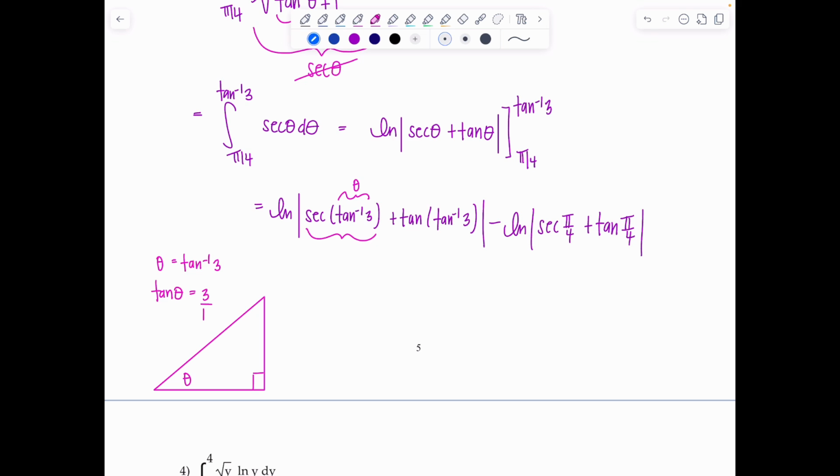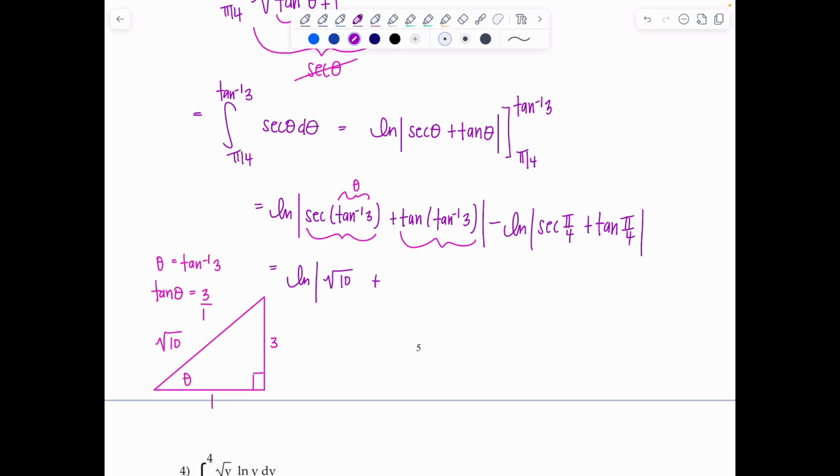Theta, opposite over adjacent, tangent of theta is 1, hypotenuse is rad 10. So now can you use this sweet little pink triangle and tell me what is secant of theta? Secant of theta would be the reciprocal of cosine theta, which would be hypotenuse over adjacent. So rad 10 over 1, well, this is just lovely. This is just going to be 3, right?